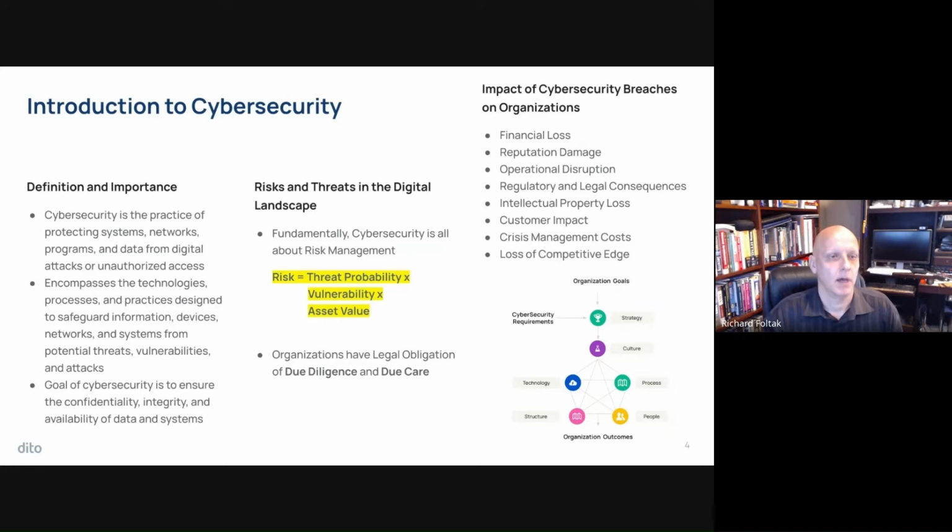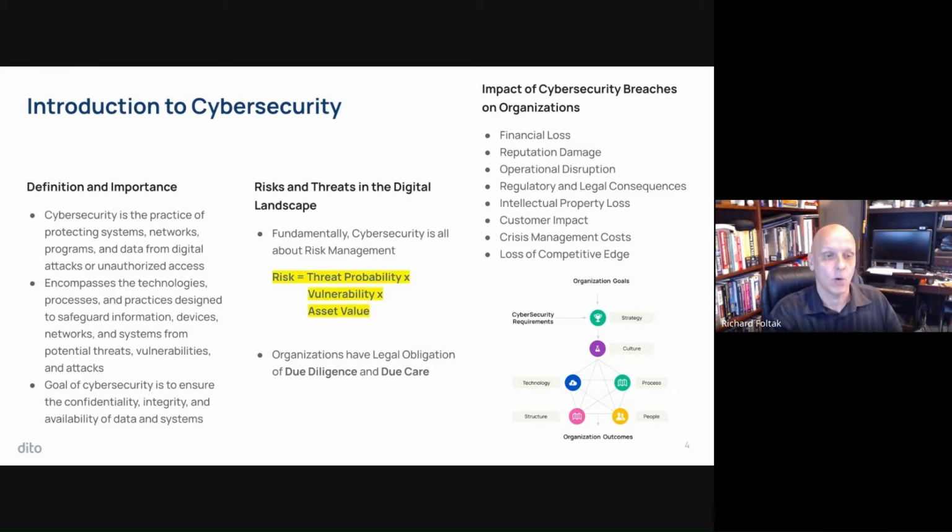All right, so let's get the definition out of the way. Cybersecurity is the practice of protecting systems, networks, programs, and data from digital attacks and unauthorized access. Now that sounds rather coarse in terms of capability, but it encompasses the technologies, the processes, and the practices designed to safeguard that information. And its real goal, the core of what security is about, is ensuring the confidentiality, integrity, and availability of data systems.